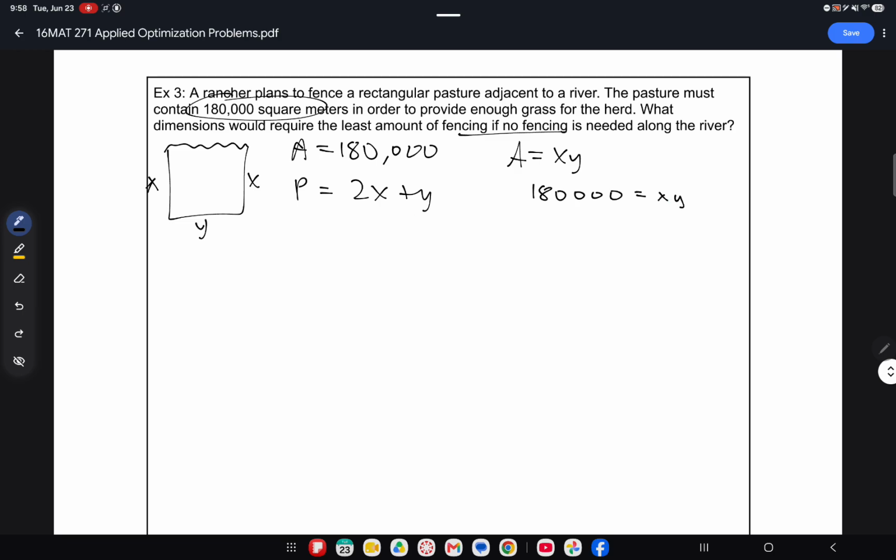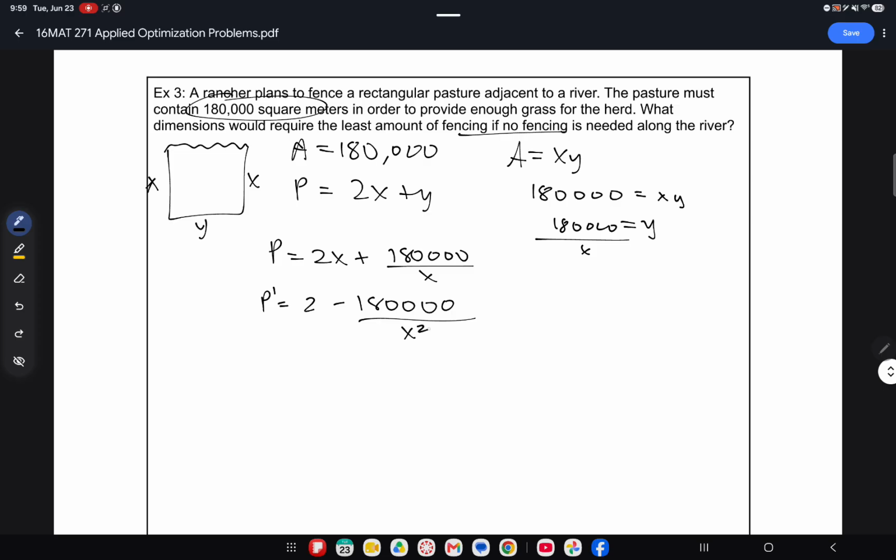And why not solve for y? So y is going to be 180,000 over x. So perimeter is 2x plus 180,000 over x. Let's do a derivative. So 2, and then minus 180,000. That'll be x to the negative 2, which is just x squared in the denominator. And I want to find some critical values. So I can set it equal to 0.